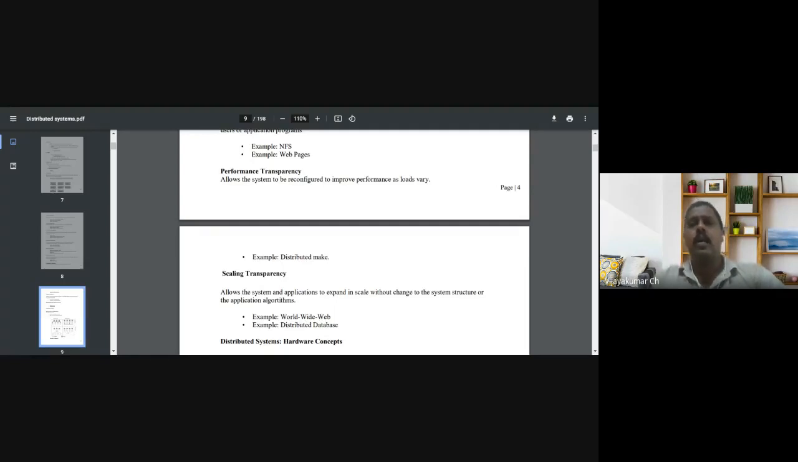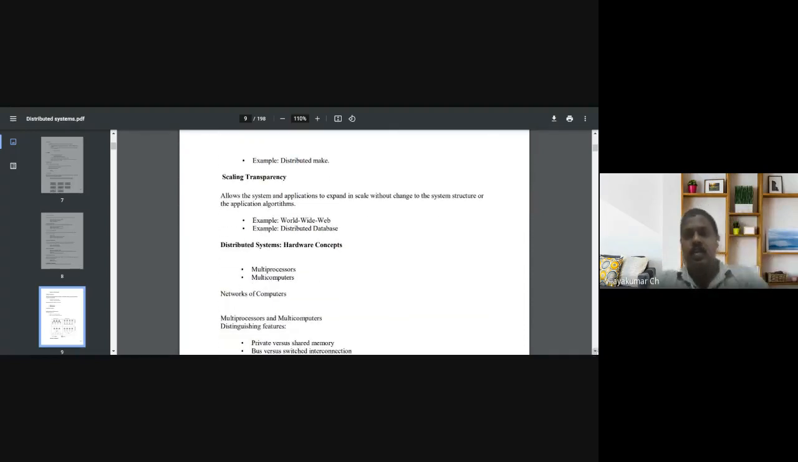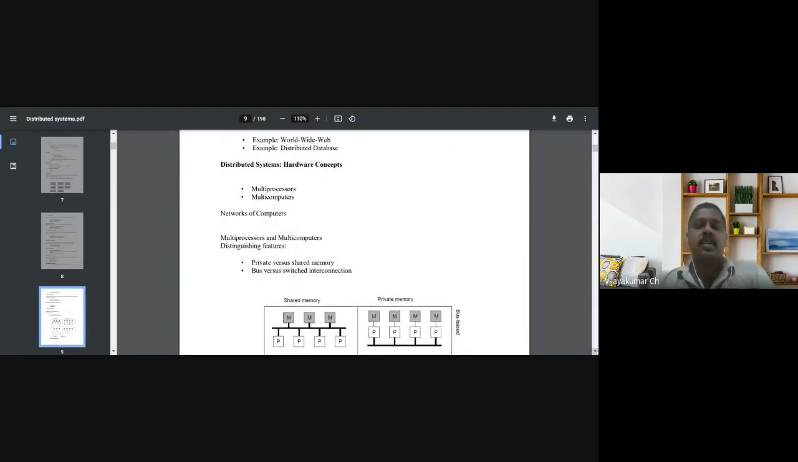Today, I want to discuss the hardware concepts used in distributed database systems. What are the hardware concepts used in distributed database systems? Just see the particular PDF I put in this Google Meet app. There are multiprocessors and multicomputers. These are the hardware concepts which are used for maintaining distributed systems.